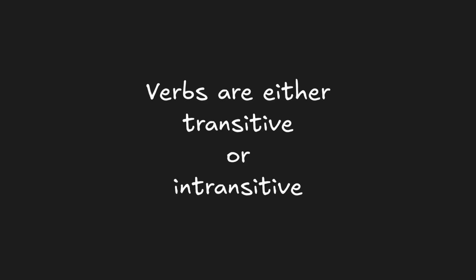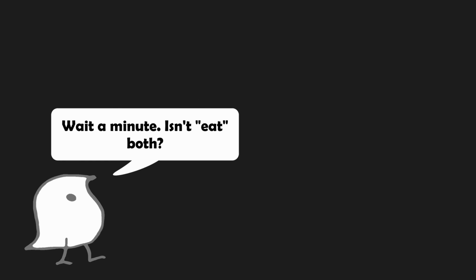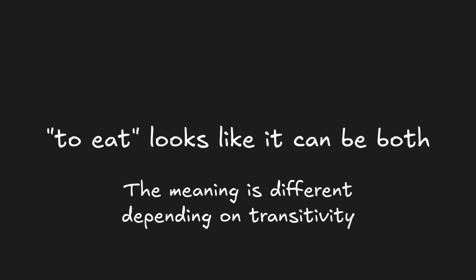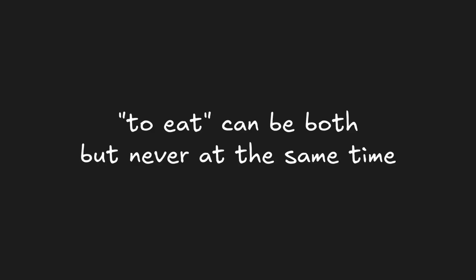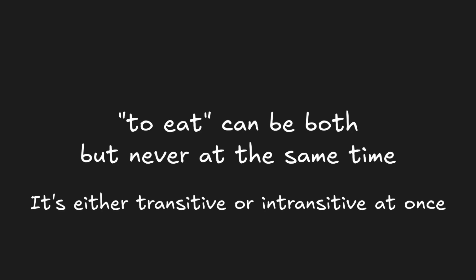If I just said I eat without any object, then the meaning would be different. You'd understand that I'm currently eating, but you don't know what. When there is no object, we say that the verb is intransitive. Verbs are either transitive or intransitive. But you may notice that there are cases where a verb seems to be both. For the case of the verb eat, it looks like it can be either transitive or intransitive, and the meaning of a sentence will be impacted. In a way, it's true, depending on the sentence, but what's important here is that it's never both at the same time. Eat is either transitive or intransitive, but not both at the same time.